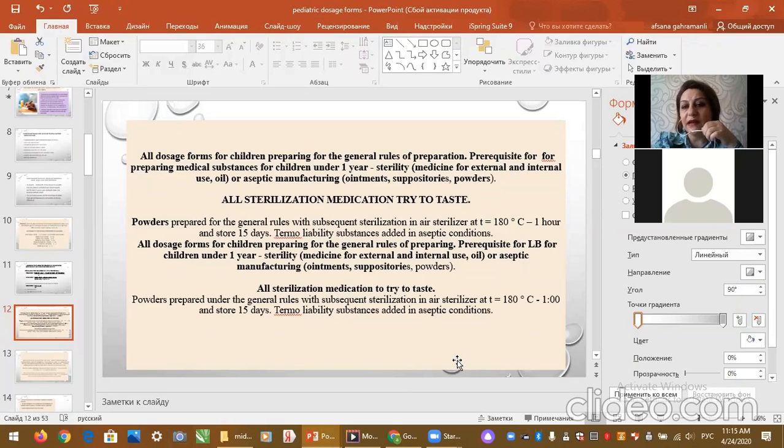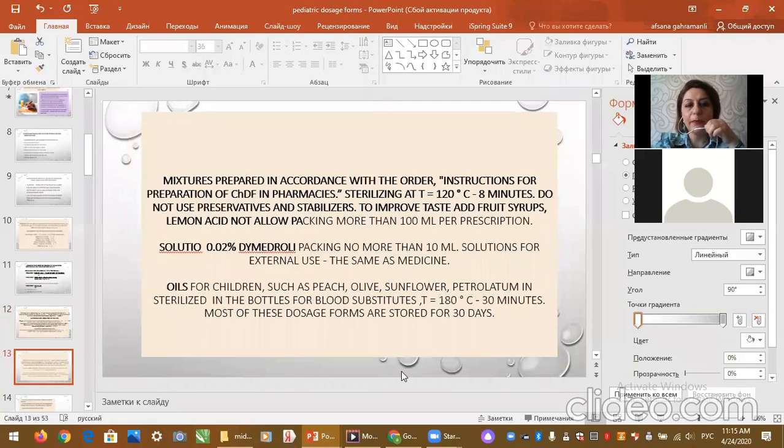Thermolabile substances are added in aseptic conditions. All dosage forms for children are prepared by the general rules of preparing. Prerequisite for drug forms for children under 1 year: sterility, medicine for external and internal use, or aseptic manufacturing. I repeat, all sterilization medications to try to taste, I repeat, at a temperature of 180 degrees Celsius.